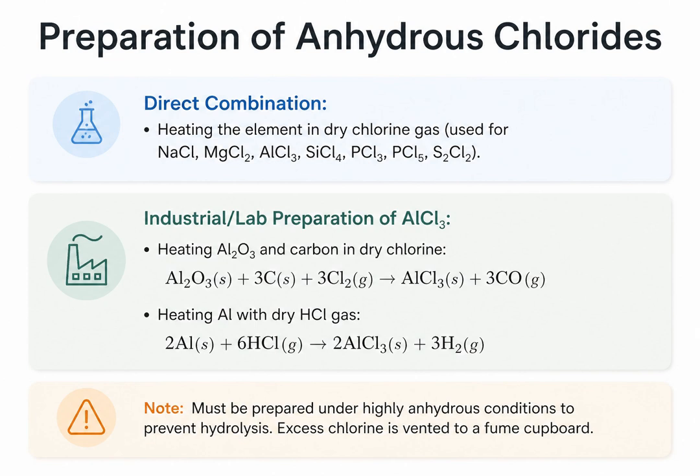For aluminum chloride specifically, it can be prepared industrially by heating aluminum oxide and carbon in dry chlorine. In the lab, heating aluminum metal with dry hydrogen chloride gas works well. A critical constraint here is that the entire apparatus must be kept strictly anhydrous, often using calcium chloride guard tubes. If any moisture is present, the aluminum chloride will immediately react with it.